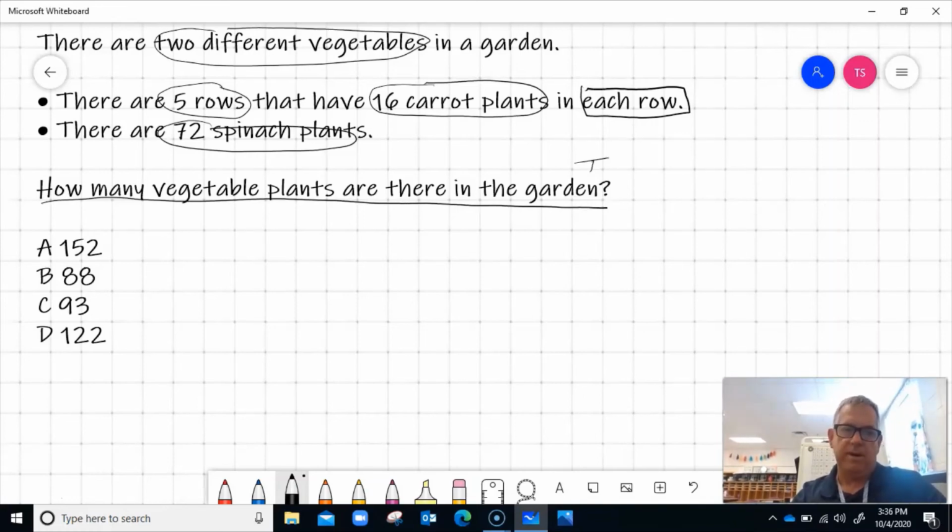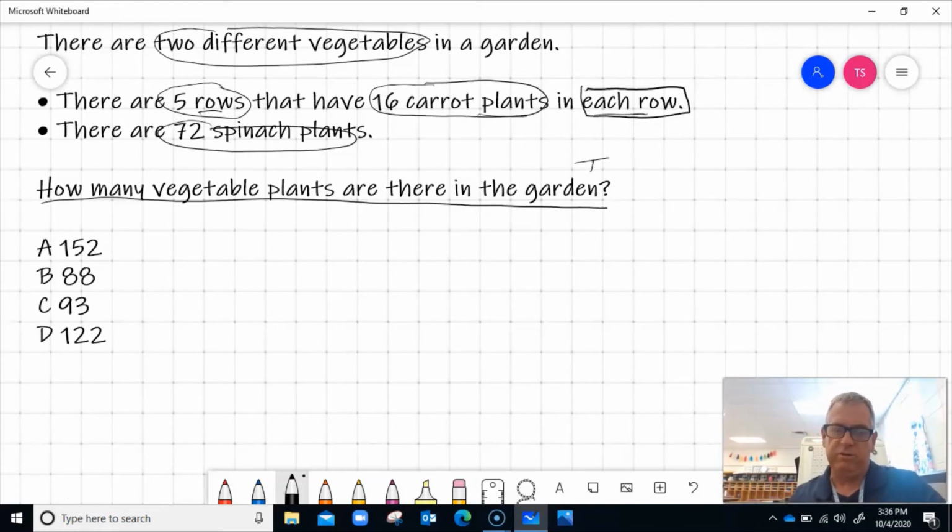I have 5 rows and 16 plants. And we already said each row, so it sounds like equal groups. I'm not going to add 5 and 16 together. That doesn't make any sense. That's not going to really get me anything. I cannot add rows and plants or subtract that. So it sounds like we're going to be talking about equal groups here.